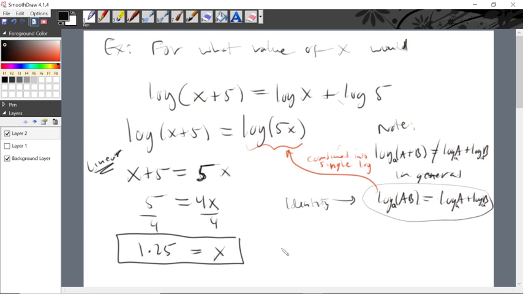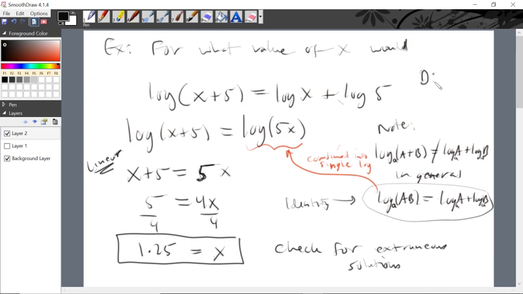You can check by plugging it in. And in general, check your logarithmic equations because they do have restrictions on their domains. So you want to check logarithmic equations for extraneous solutions.